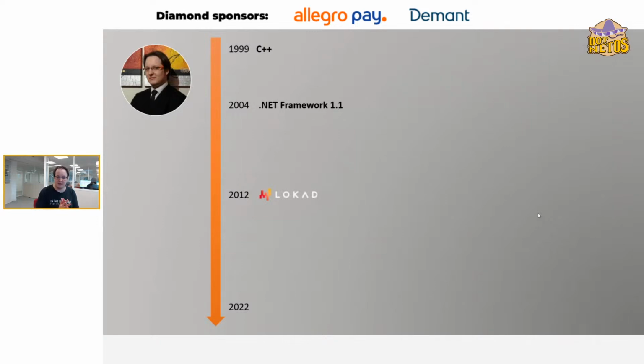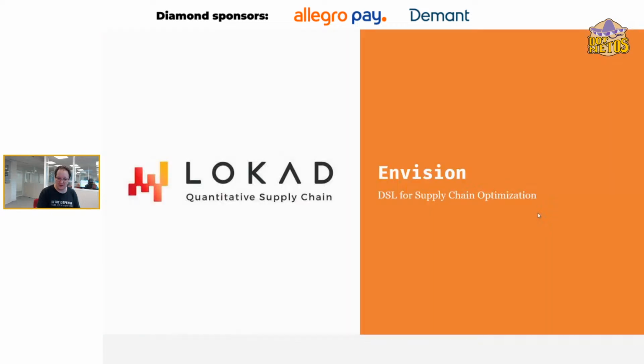So let's talk about Locat. I joined Locat in 2012, oh my God, my English. So 2012, okay. And it's kind of a weird company. It's the kind of company where if you have a problem and you would think, well, creating our own programming language is the solution to that problem, and everyone would think, well, okay. So we created Envision.